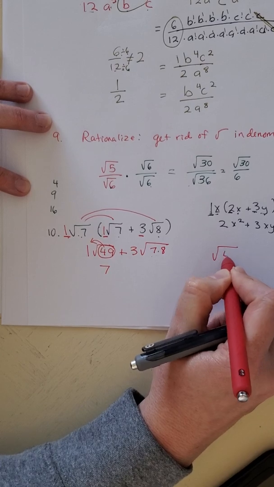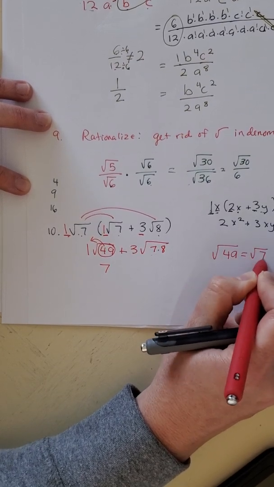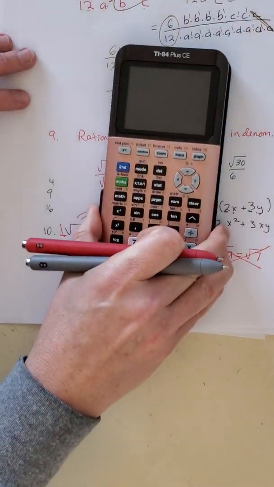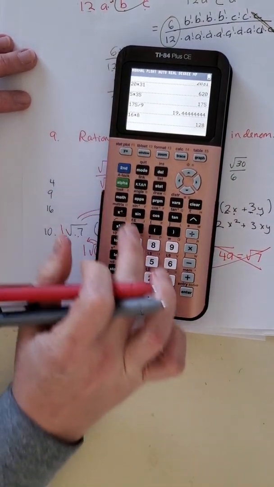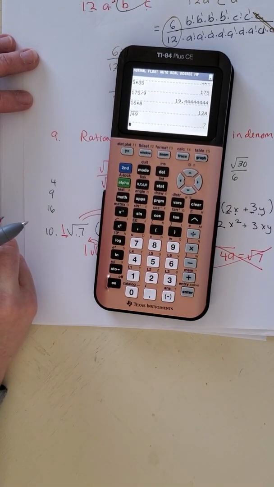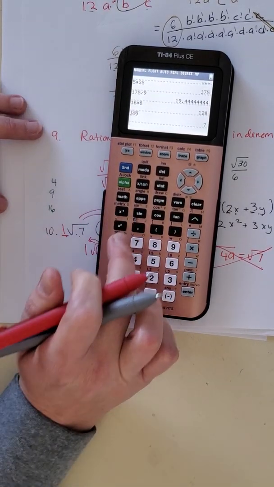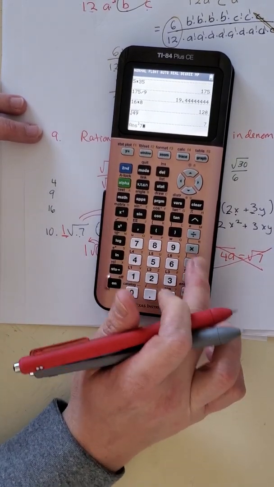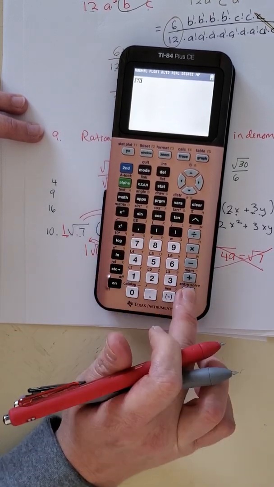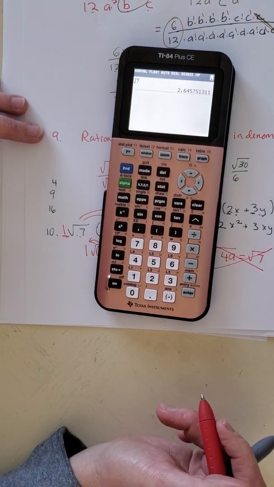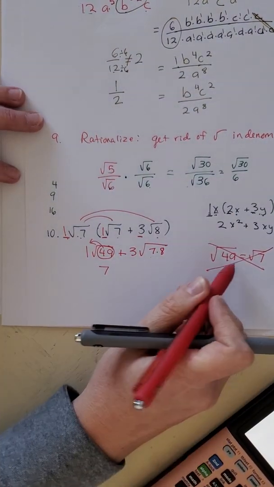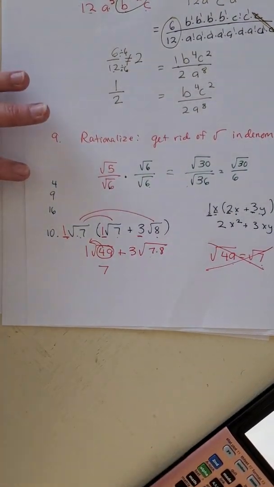I don't know why people keep doing this. The square root of 49 is the square root of 7. That is not true. Quit doing it. I want you to look on your calculator. The square root of 49 is 7, not square root 7. The square root of 7 is not 7. It's 2.645, whatever. So quit saying that the square root of 49 is equal to the square root of 7.